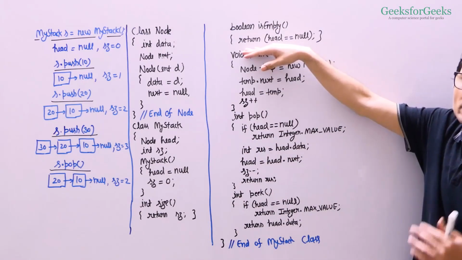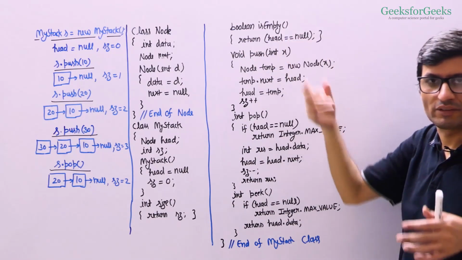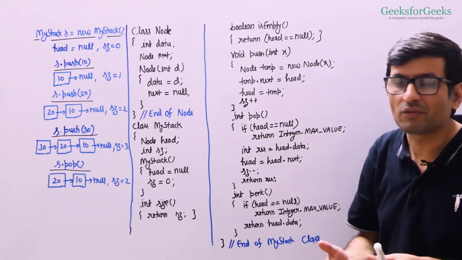IsEmpty function implementation, return whatever this expression returns. If head is null, then return true. If not null, then return false.